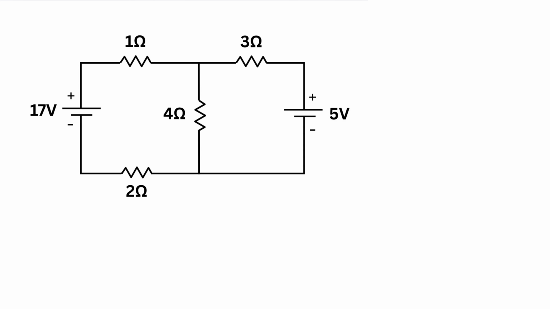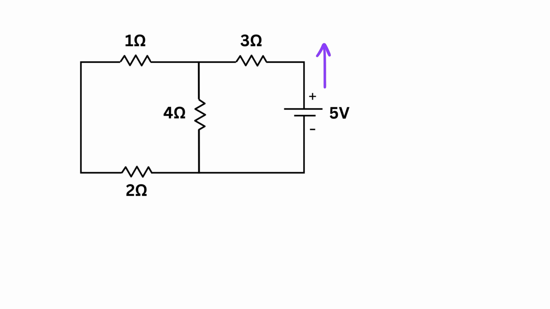Nice. Now in step 2, we will consider the contribution from this 5 volts battery. This means that for the time being, we will short-circuit this 17 volts battery like this. Then we first have to find the total current flowing through this 5 volts battery. For that, we will find the equivalent resistance of this circuit. Both of them are in series. This means equivalent resistance of both of them is 1 plus 2 or 3 ohms.